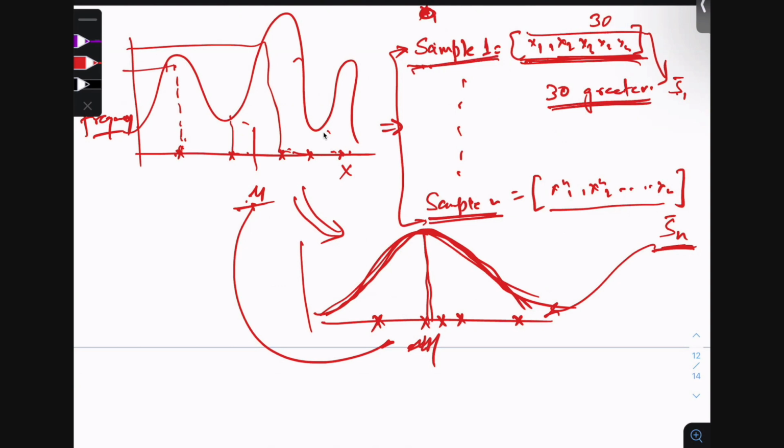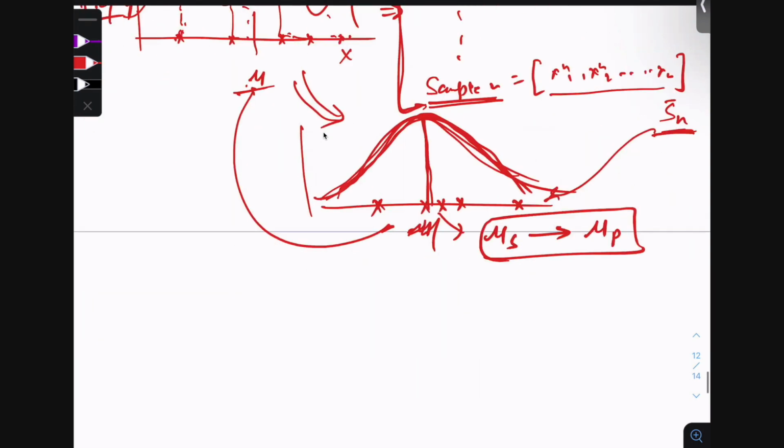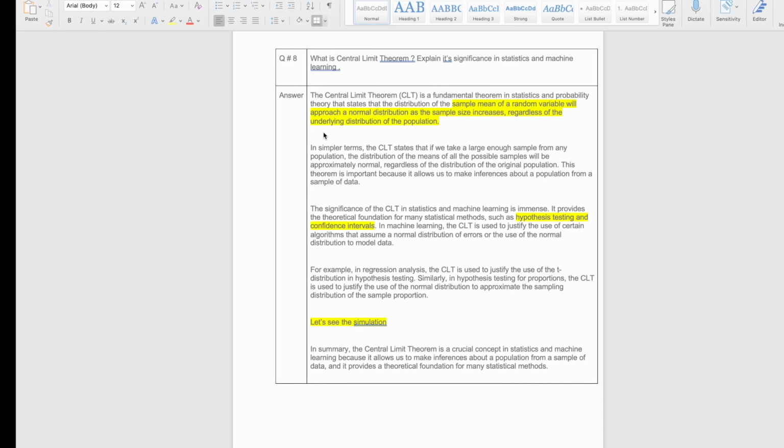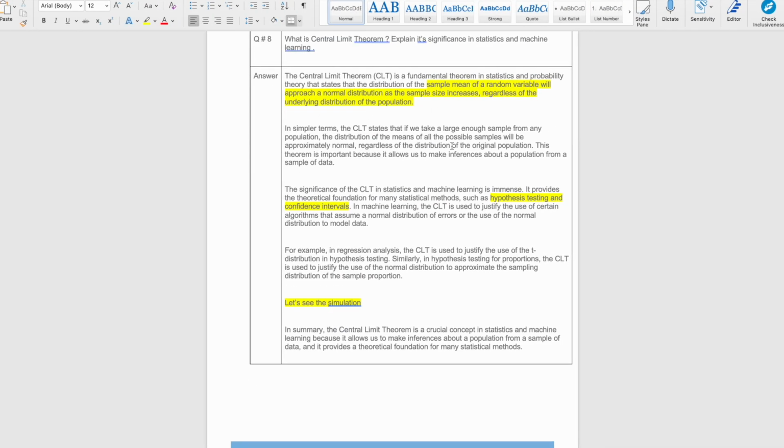And the other thing is that the more samples you have from the population, the better the chances that the mean of this normal distribution, the mean of the samples, will approach the population mean. These are the two things which the central limit theorem says. Now friends, I hope you understand what the central limit theorem is, right?